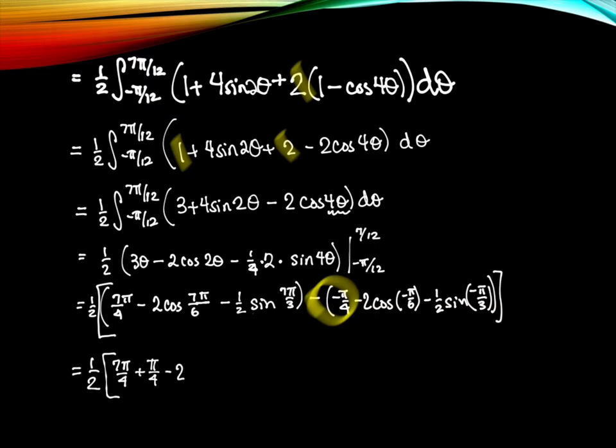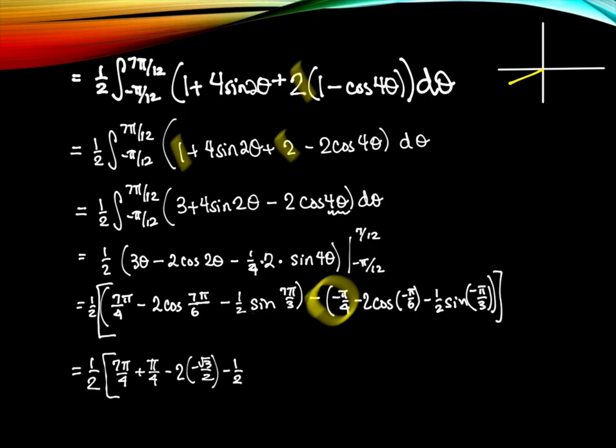All right, the next one, minus 2. What is the cosine of 7 pi over 6? We've already drawn that in, but let me remind you. We're down here. It is square root 3 over 2. Is it positive or negative? It's negative. So negative square root 3 over 2. And I have minus 1/2.